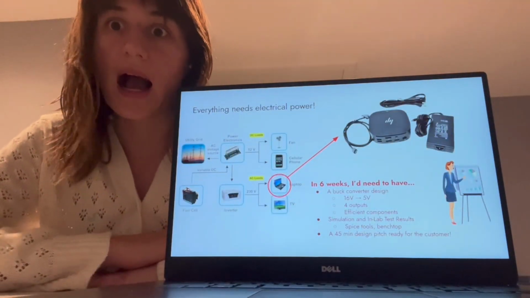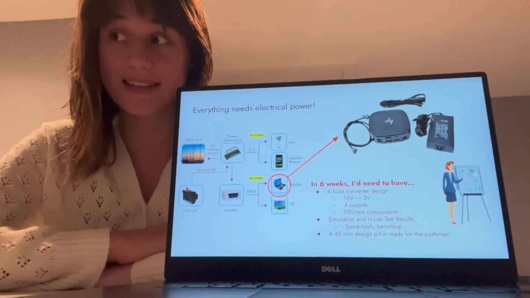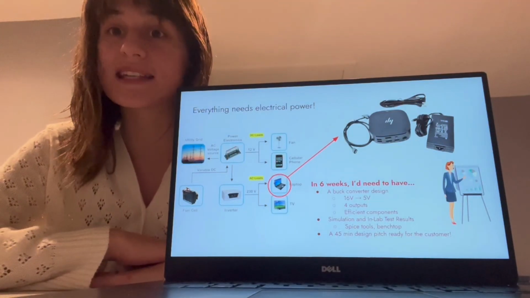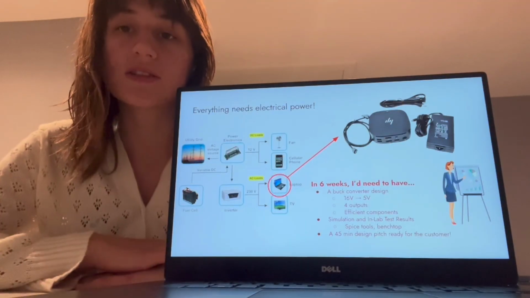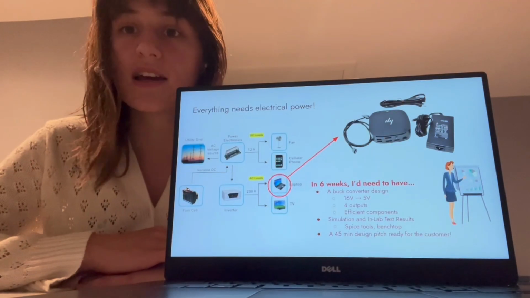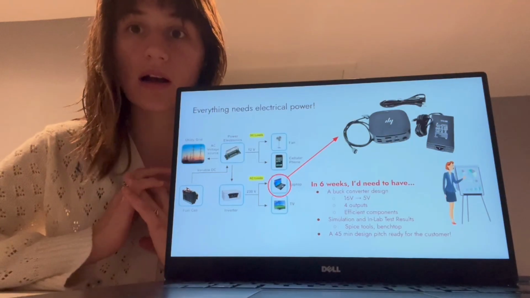During my internship, I started off by learning about power electronics. Why? Because power is needed by everything. Everything needs some sort of electrical power to work. And so I worked on consumer electronics. So think like a docking station for a laptop.